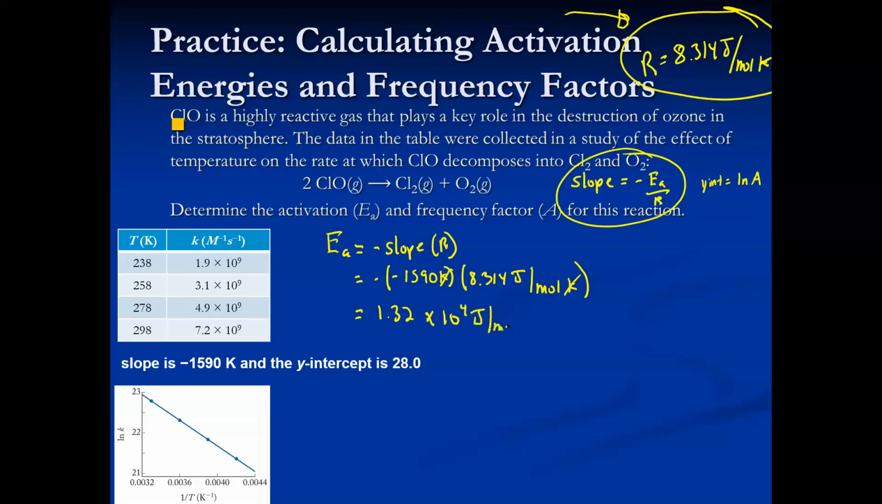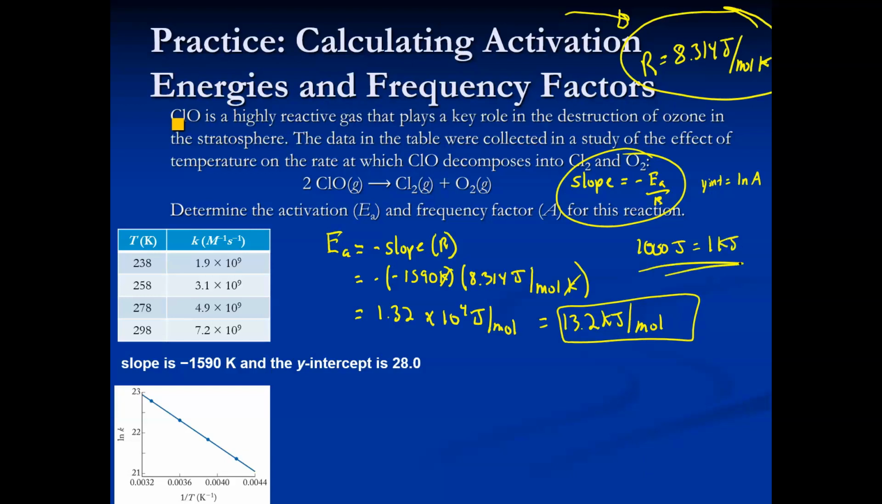joules per mole, which is the same thing as 13.2 kilojoules per mole. Yes, often activation energy is almost always in kilojoules per mole, so you need to remember that there are 1,000 joules in 1 kilojoule. Put that one in your brain, probably gonna need it.